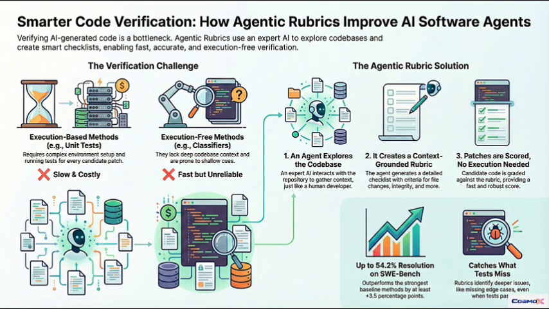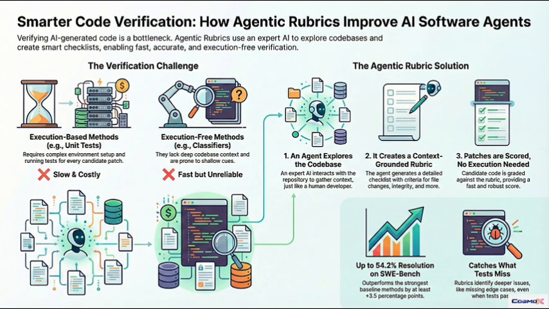Okay, let's get into the mechanics. Phase 1 is rubric generation. How do they build criteria that are actually specific enough to be useful? It's all about decomposition and grounding. So agentic rubrics are criteria pulled directly from the repository's context. An expert agent literally goes in and explores the repo. It uses tools to navigate files, inspect things, and then it synthesizes this custom checklist.